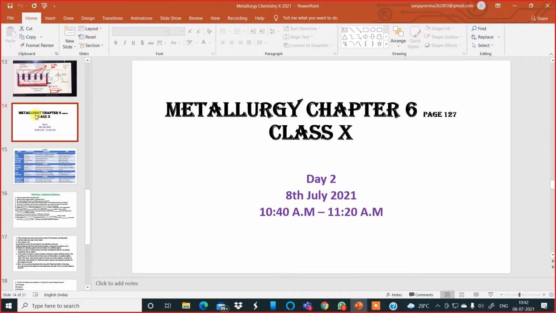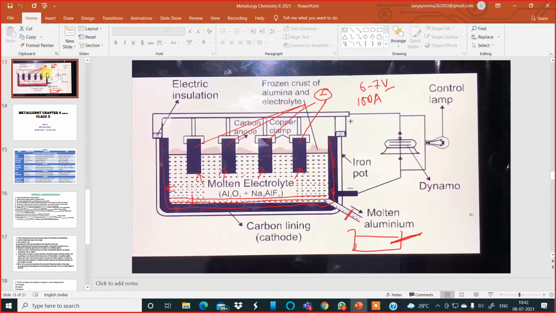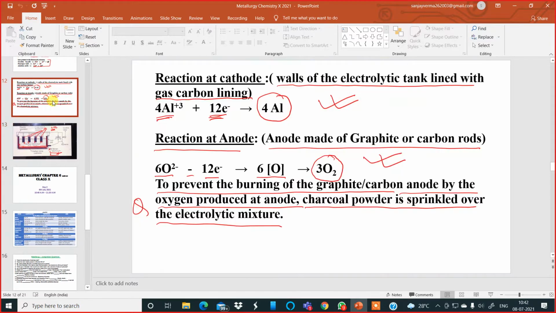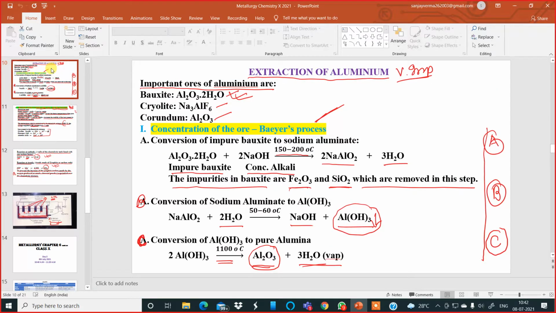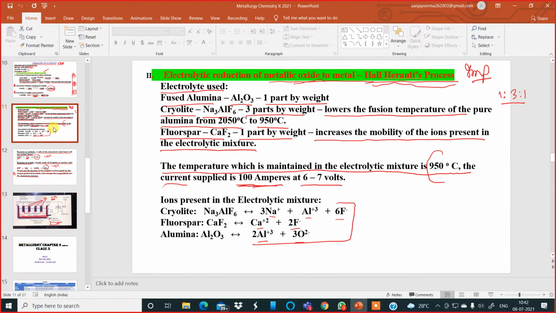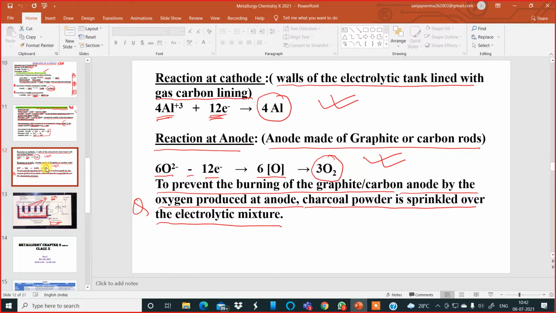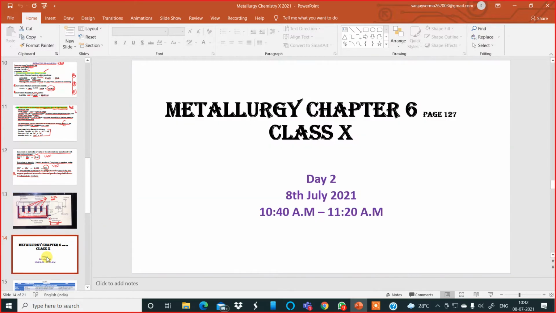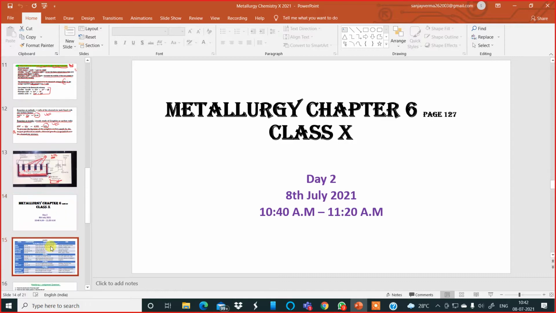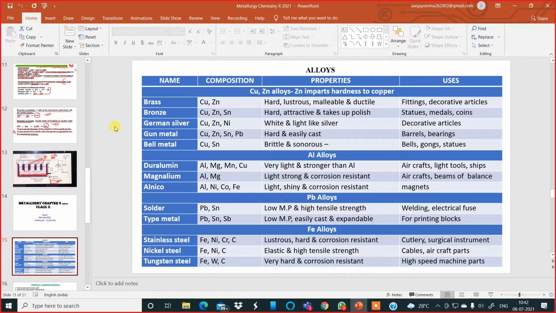Now, in my previous class, I had explained extraction of aluminum in detail, which involves Bayer's process and Hall-Heroult's process, along with the diagram and the reactions happening at the cathode and anode. Today a little bit more portion is left from this chapter, so today I will explain and tell you what is required.